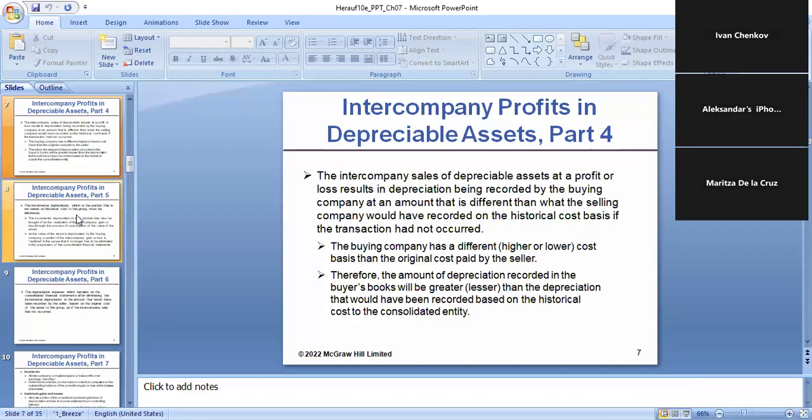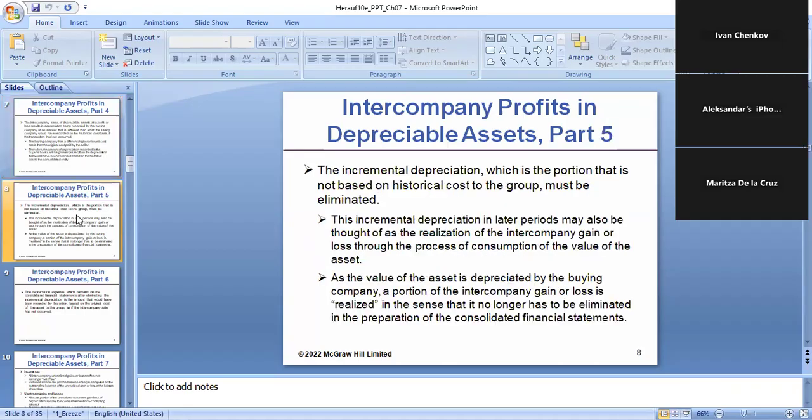For example, let's say we're buying a laptop, I'm going to go with the laptop again. We're buying a laptop for $1,000, and then we're selling it to the subsidiary for $10,000. Now, we're recording the $9,000 gain here, but the subsidiary is going to play with that $10,000, and they can record the depreciation based on the $10,000, not on the $1,000. Now, what's going to happen? That incremental depreciation, which is not based on the historical cost, now has to be eliminated.